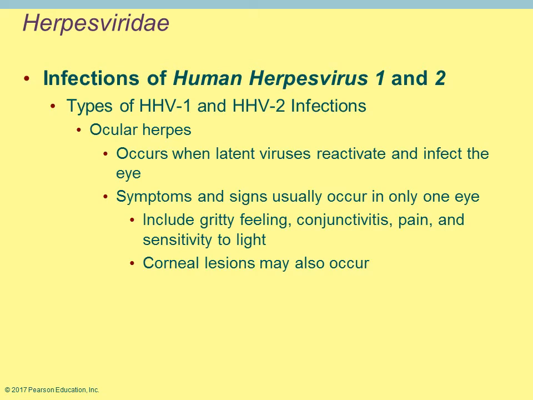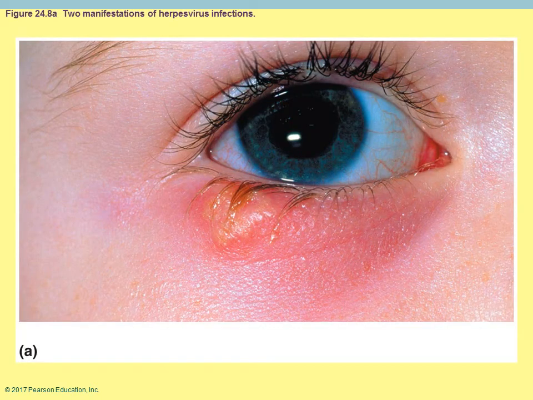Ocular herpes, this is infection of the eye. Usually it's just one eye that's going to be infected. And the symptoms, oftentimes the eye may be more sensitive to light. It's going to have some pain. It has kind of a gritty feeling to it. You need to be careful that you don't cause lesions on the cornea. So here's an example.